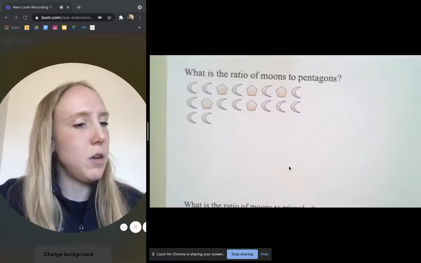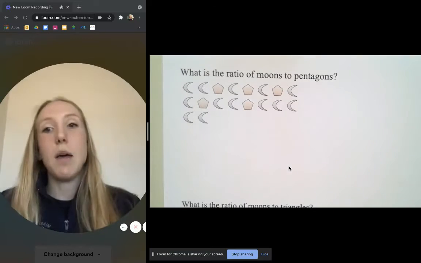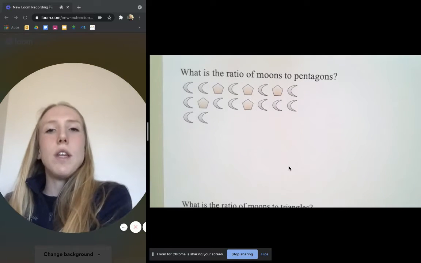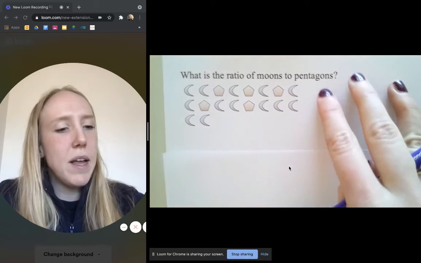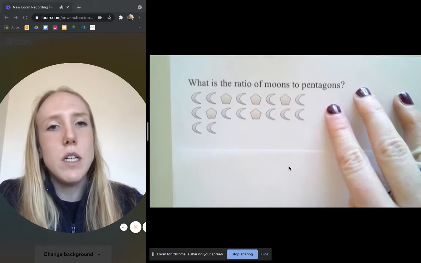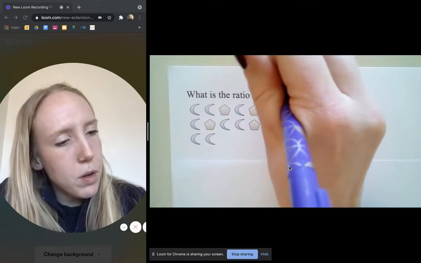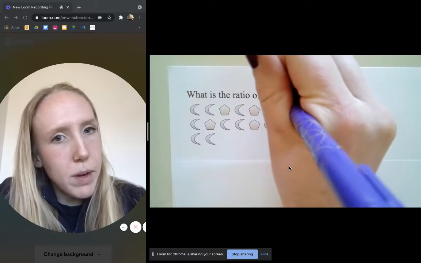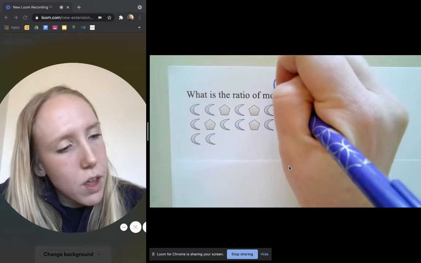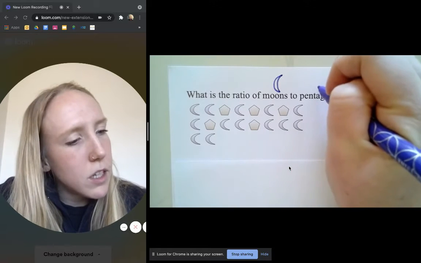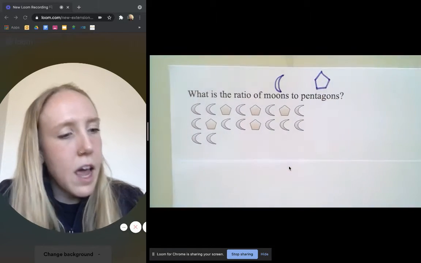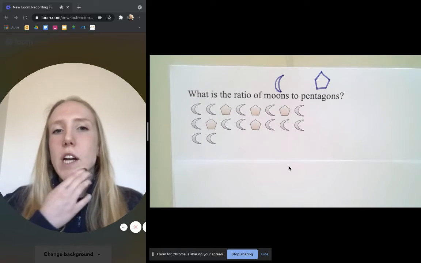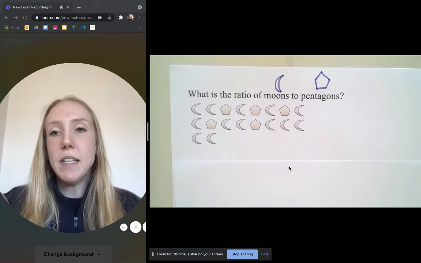Sometimes it's nice to use something that has pictures instead of words. So this says, what is the ratio of moons to pentagons? A moon is this shape. This is going to look like a banana, but oh well, you guys can deal with it. That's the moon, and the pentagons are this. Okay, that's the pentagons. So what is the ratio of moons to pentagons?